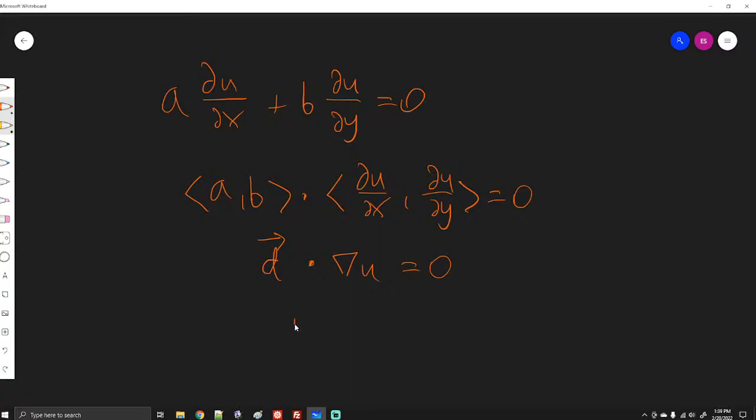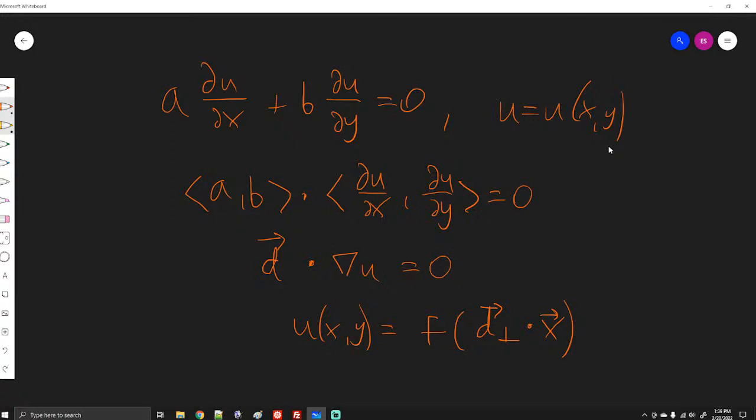So we can write u of x, y is an arbitrary function in the direction perpendicular to d. So this here will be the general solution to the PDE we started with. Oh, and of course, I should mention, u is a two-dimensional function of x, y. We'll get into the case of three dimensions later. So for now, this is the general solution.